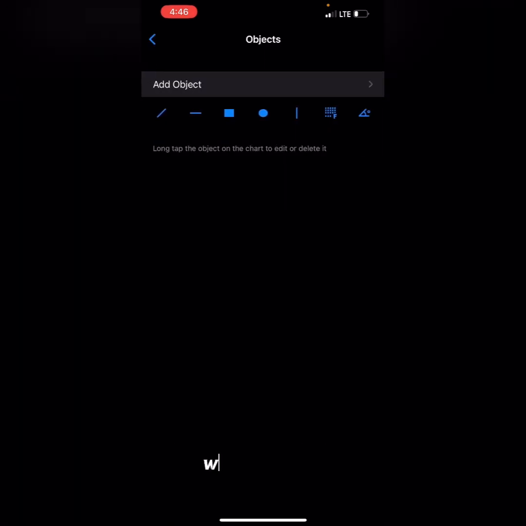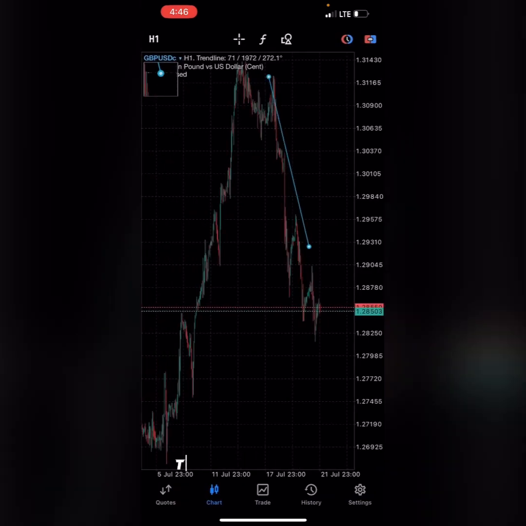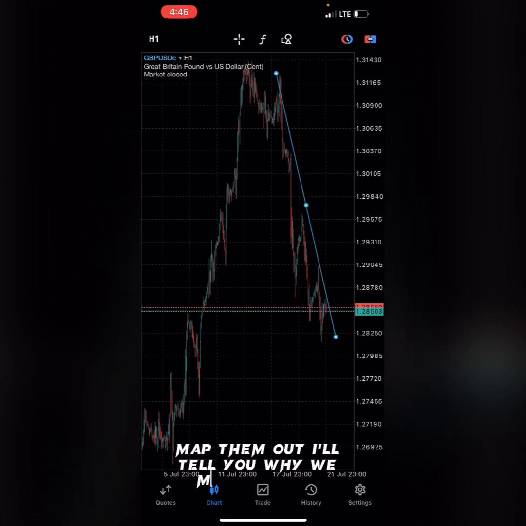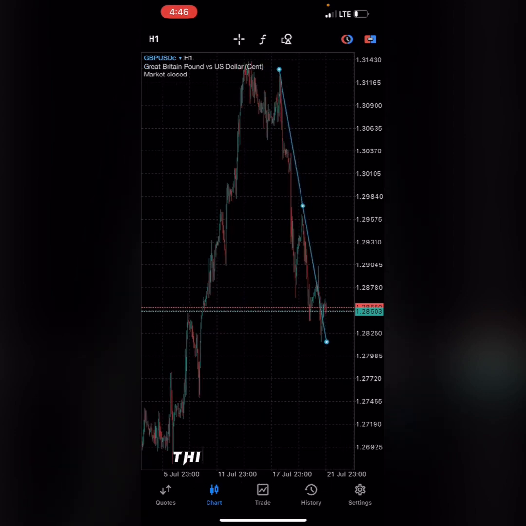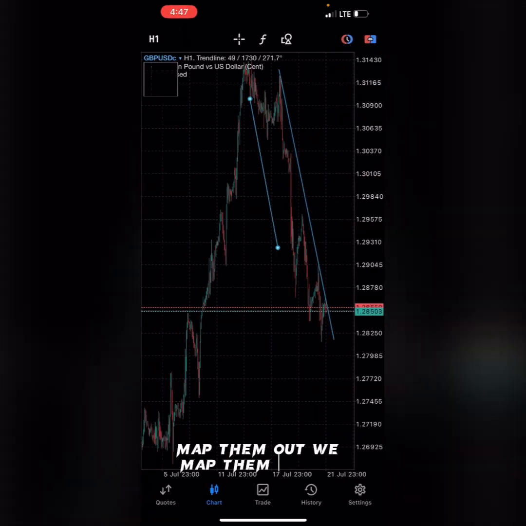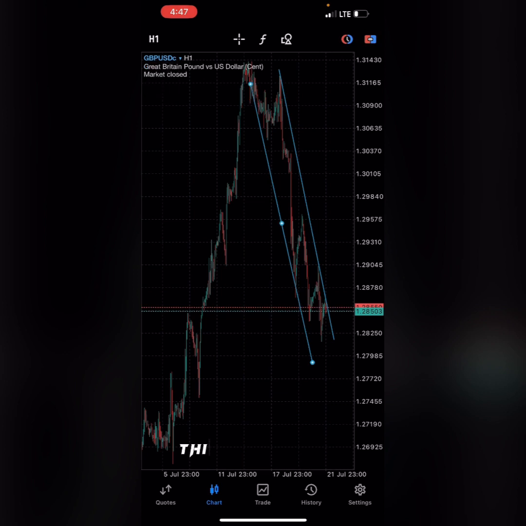When we know we're in the downtrend, what do we do? We map out the highs created, the lower highs created. Since this is a downtrend, we map them out. I'll tell you why we map them out. This is it here. We will map them into a channel. This is the first step, guys. We map them into a channel. Very good.